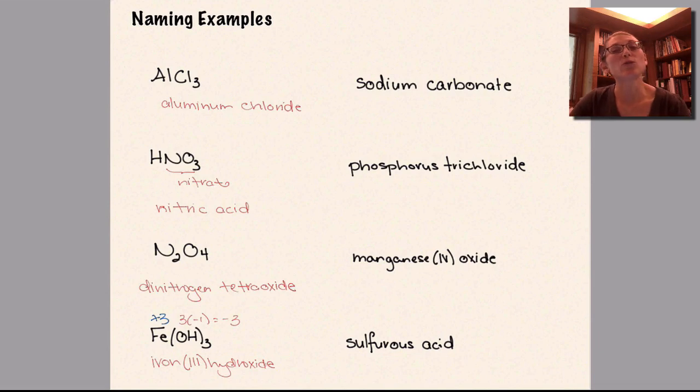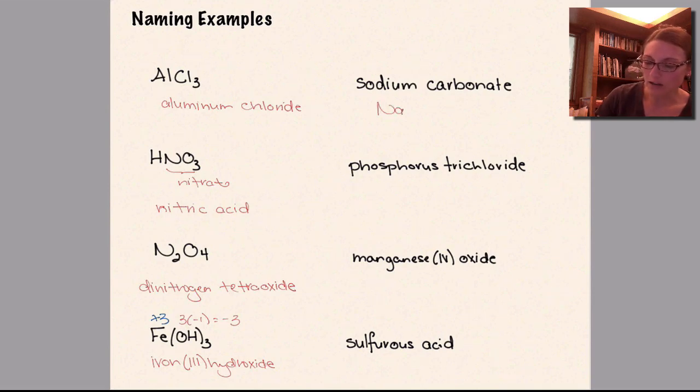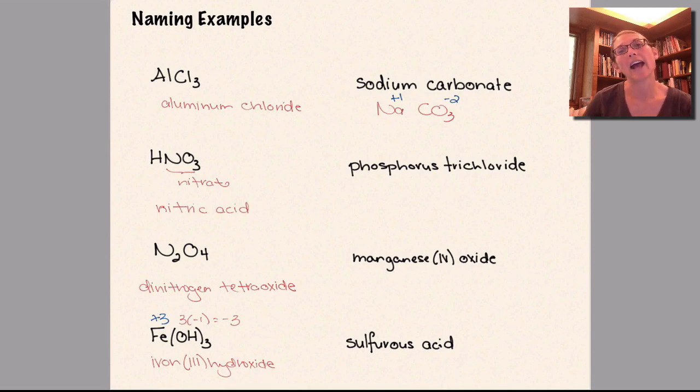Going from name to formula, you need to remember to cancel your charges. If I've got sodium carbonate, sodium is Na, carbonate is CO3, but don't forget the charges. Sodium is a +1 cation, carbonate has a -2 charge. In order to have equal positive and negative charges in an overall neutral compound, I'm going to need 2 of the sodiums. Phosphorus trichloride, I see a prefix in there, so I don't have to worry about anything other than what those prefixes tell me. Phosphorus is P, chloride is Cl, and there are 3 of those since it is trichloride.